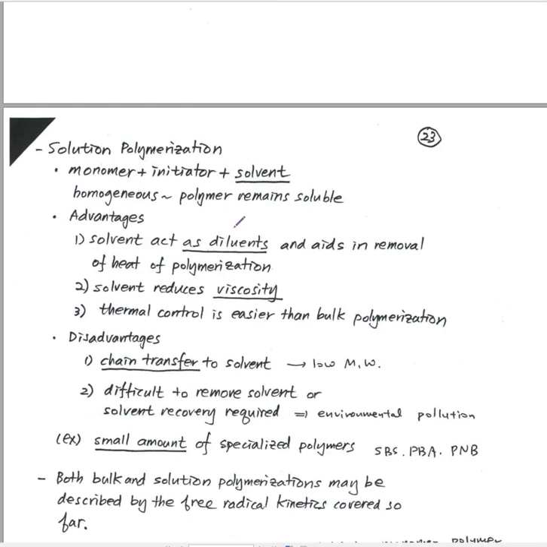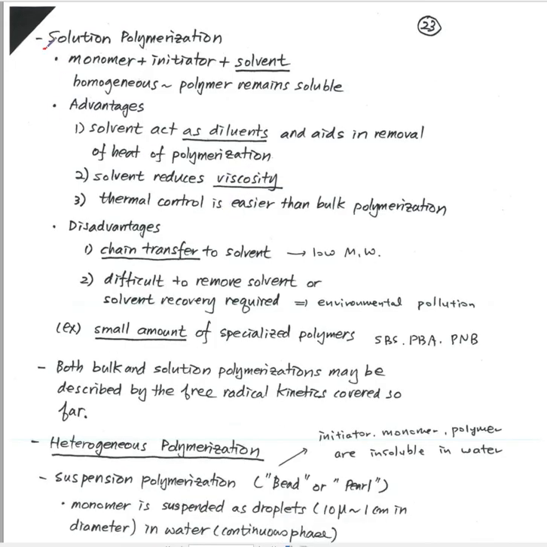The second method is called solution polymerization. Unlike bulk polymerization, in which only monomer and initiators are used, here, in addition to monomer and initiator, solvents are used. The resulting polymers, after finishing the polymerization reaction, also remain soluble. Since solvent is in large amount compared to monomer and initiator, solvent can act as a diluent, so we don't really need to worry about the exothermic reaction.